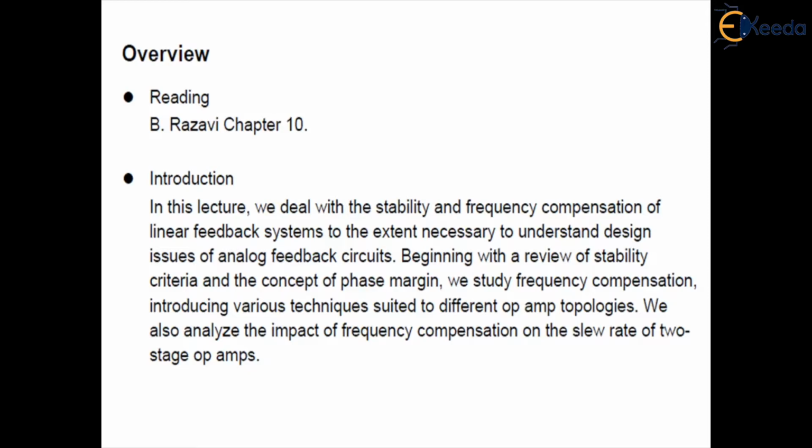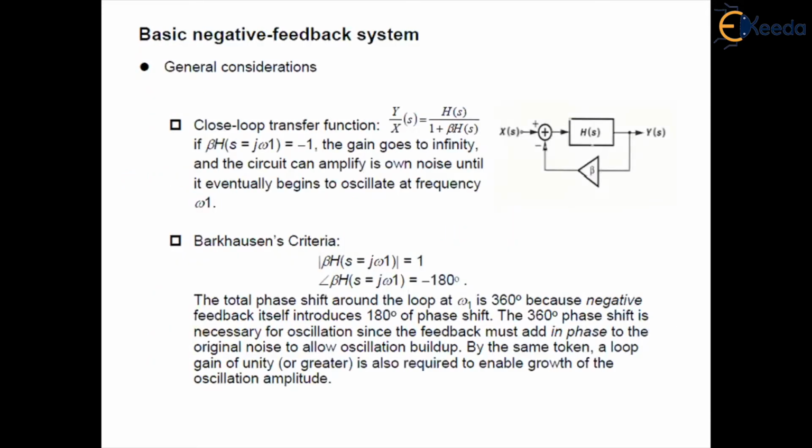So let us see how we can make our system stable. So this is the basics of negative feedback system. Here we have shown the input X, output Y, this is the forward gain H, and this is the feedback factor, which is known as beta. As we have shown, the closed loop transfer function, Y upon X of s, where s is the Laplace variable, equals H(s) upon 1 plus beta H(s).